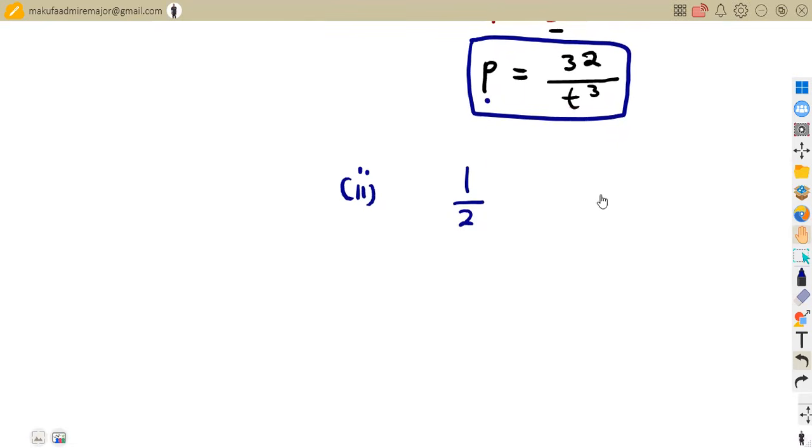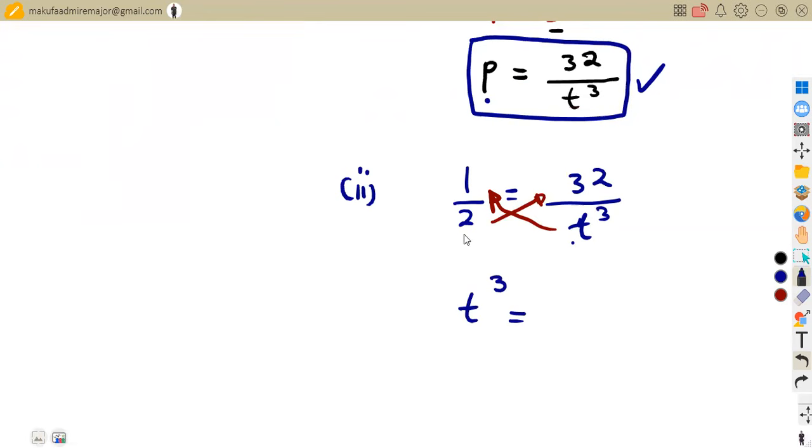We are simply substituting into the formula that connects the two variables, so that is going to be 32 over T to the exponent of 3. How are you going to calculate T? Cross multiply. 1 times T to the exponent of 3 is T to the exponent of 3, which is equal to 2 times 32, which is 64. Like I said, we are solving equations now.